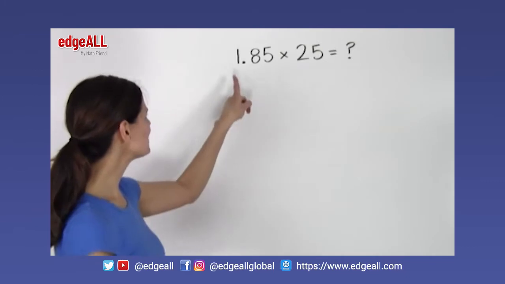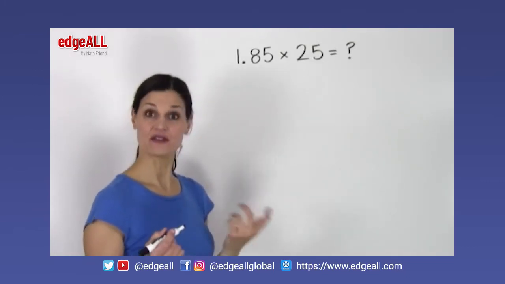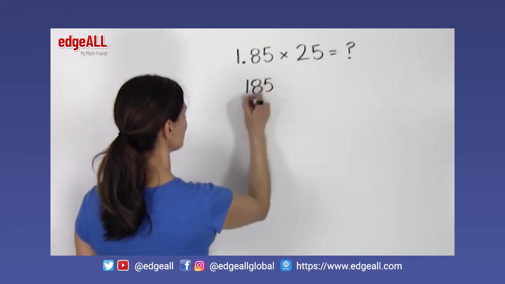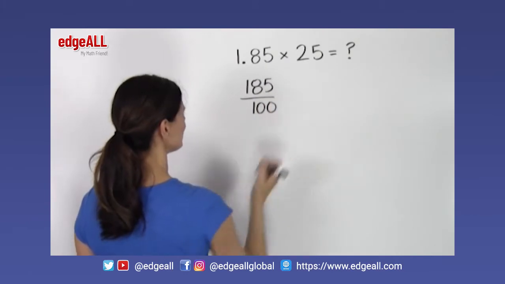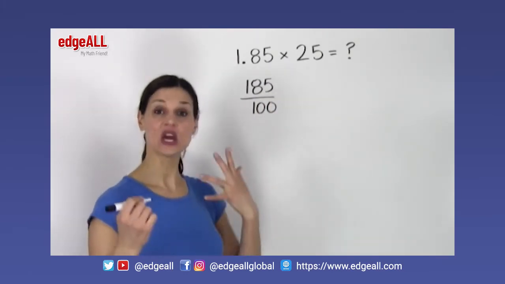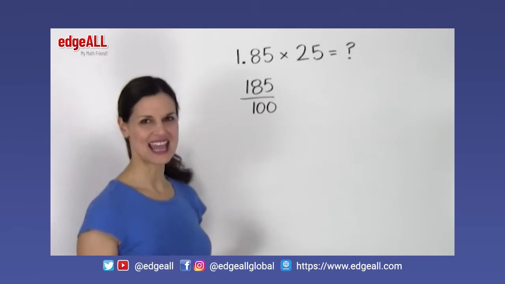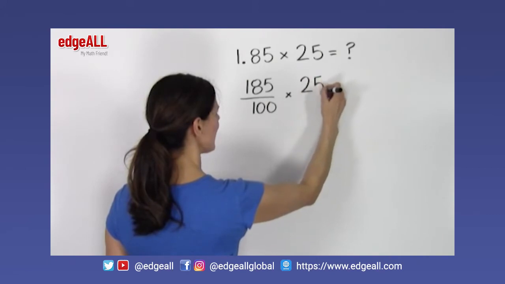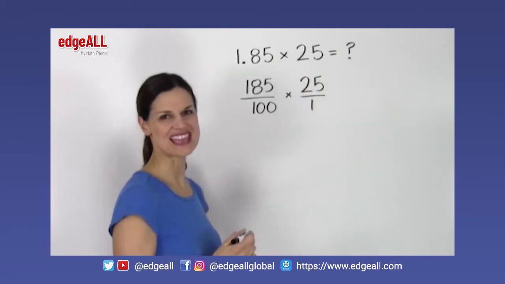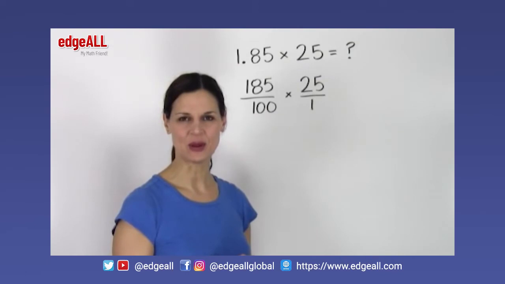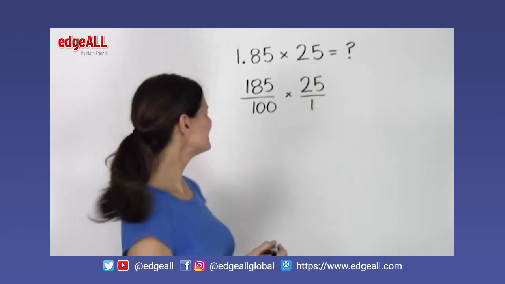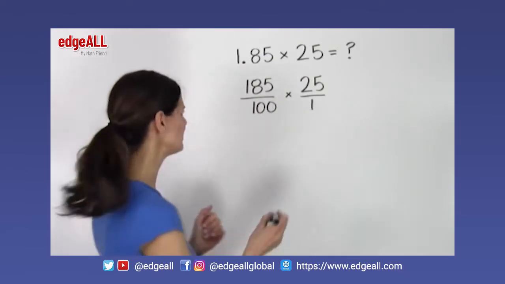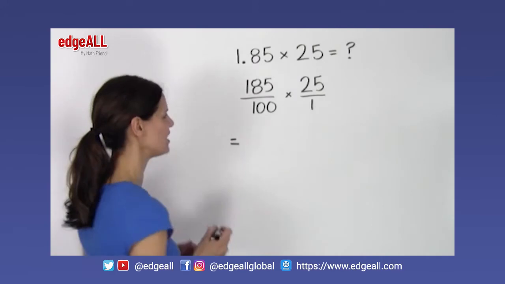So if I look at 1.85 as a fraction, I have 185 100ths. 185 over 100 is the equivalent fraction to 1.85. And then multiply that by 25, and any whole number can be easily converted into a fraction by simply putting that whole number over 1. And so I now have a problem of 185 times 25 in my numerator and 100 in my denominator.